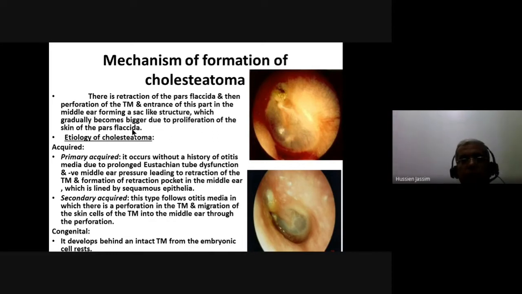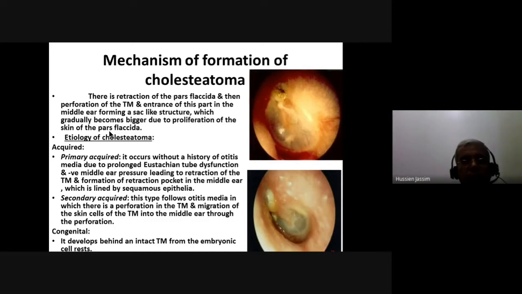This sac gradually becomes bigger because of proliferation of the skin cells, and this sac will cause an inflammatory response around it. Around the sac, granulation tissue usually causes bone erosion in this area. And when bone erosion occurs, it means the chronic state of infection has started.